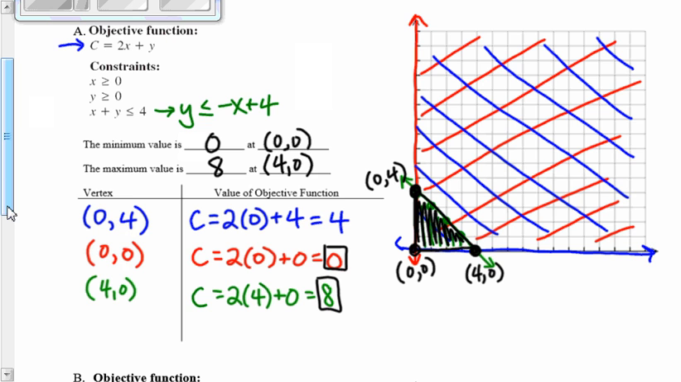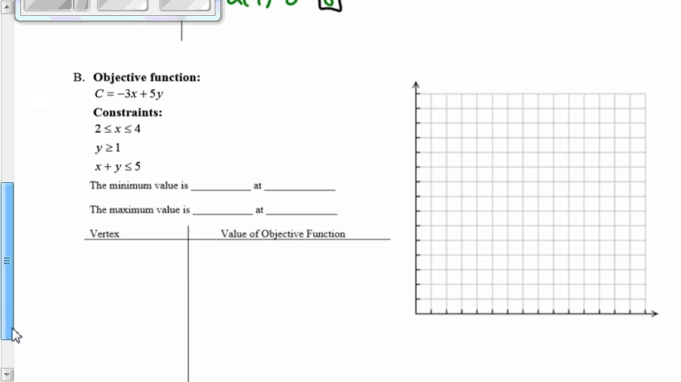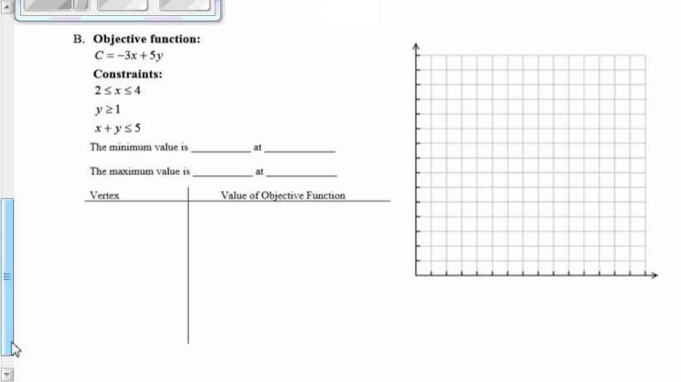So we're going to do another one just like that. Notice the numbers do change a little bit here, but other than that, this is just the same. So we have a new objective function, and then we're going to have to graph these constraints here. So this first constraint looks kind of strange. So 2 is less than or equal to x is less than or equal to 4.